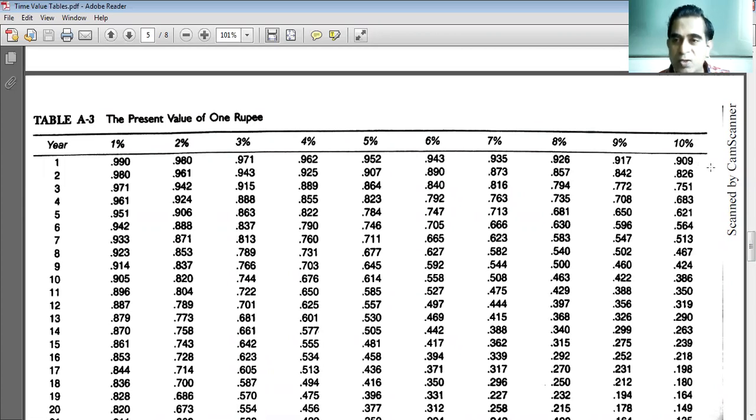Can any one student identify the present value factors for years 1 to 5 from the table? Yes, sir. For the first year, 0.909. Second year, 0.826. Third year, 0.751. Fourth year, 0.683. And fifth year, 0.621. Yes, thank you, Swati.